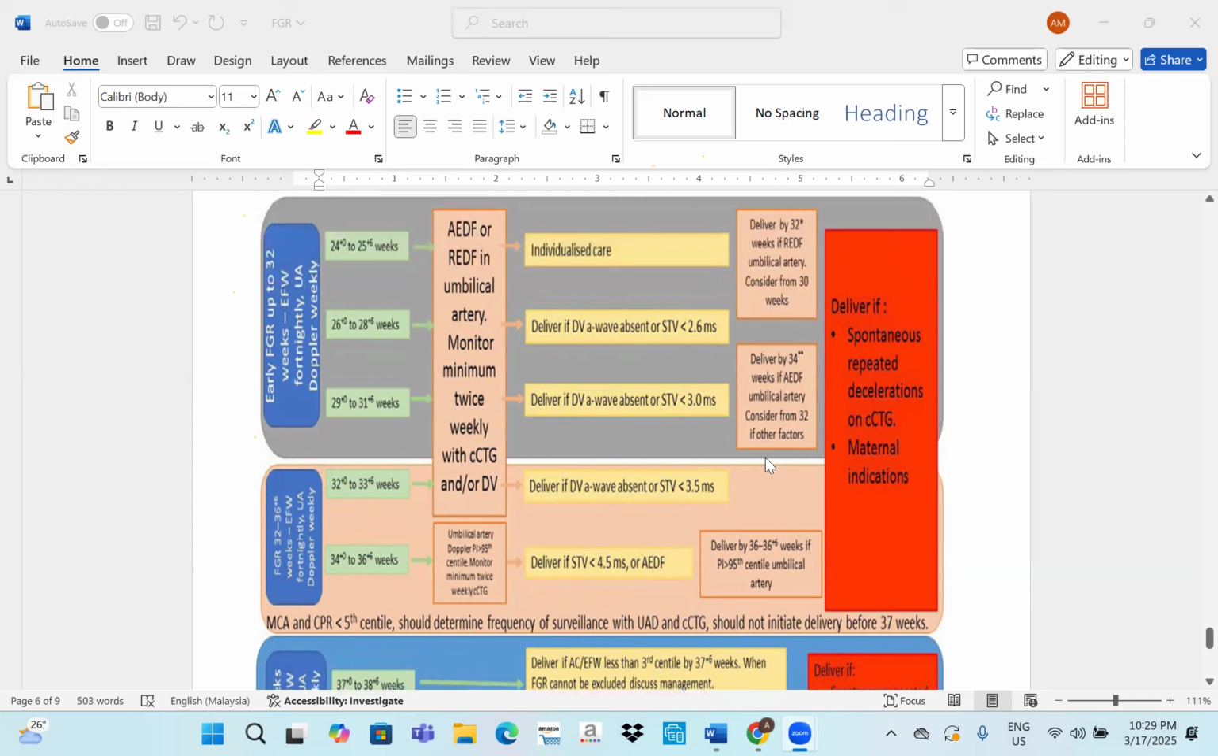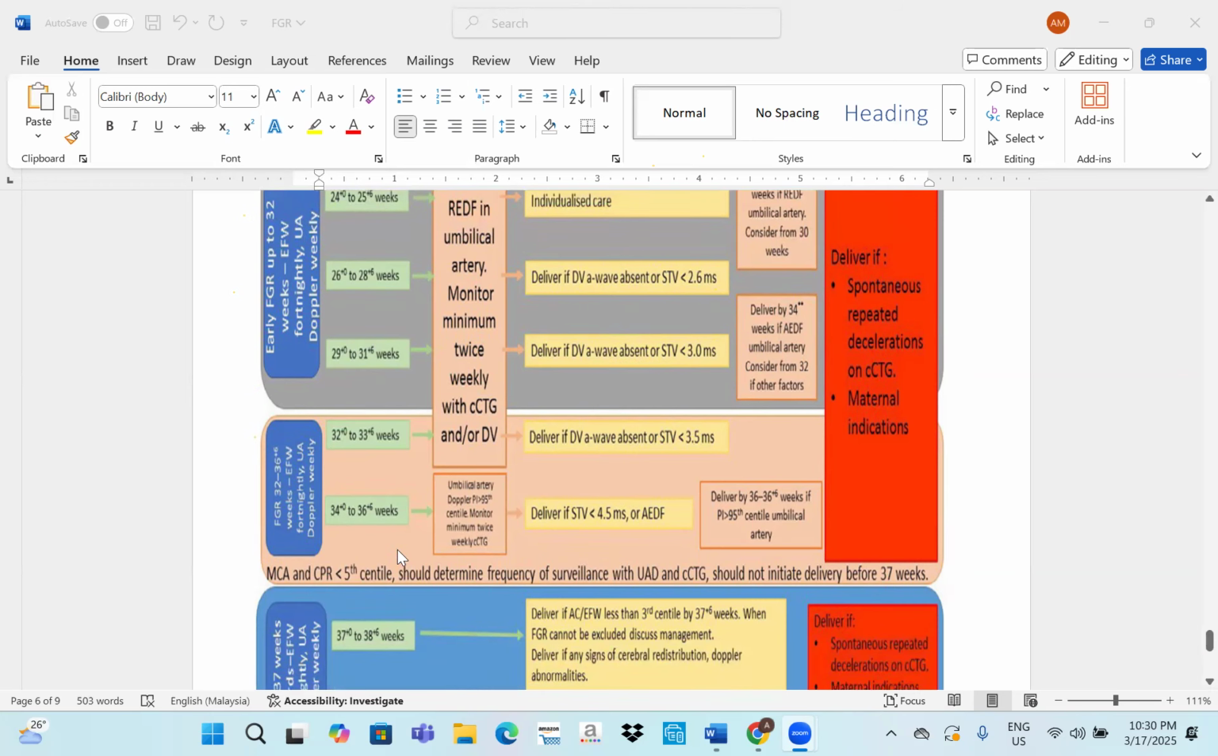Here you see we were delivering the patient at 34 weeks if the ductus venosus and everything was normal, because the preterm birth is more dangerous as compared to the FGR baby. But here already the baby has grown to 36 plus 6 weeks, up to 36. Now when the umbilical artery Doppler is absent after 34 weeks, you will consider delivery of the patient there and then.